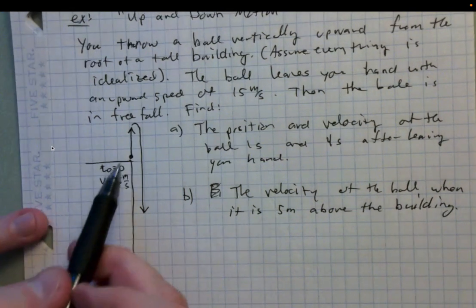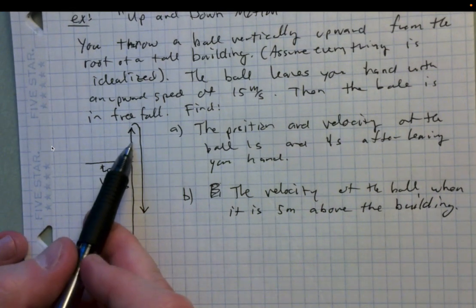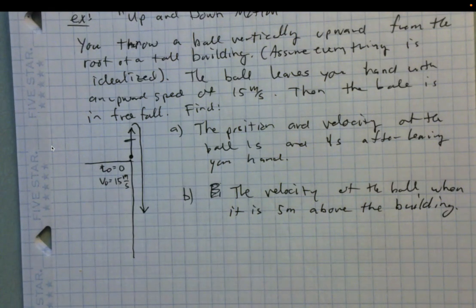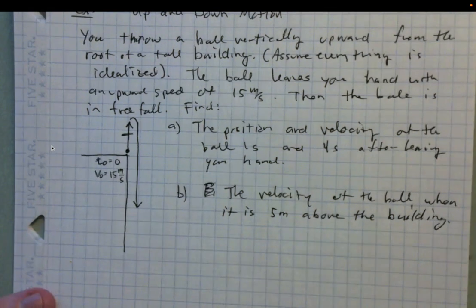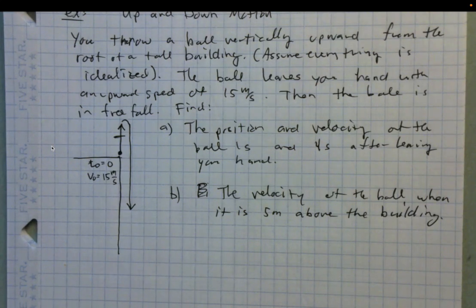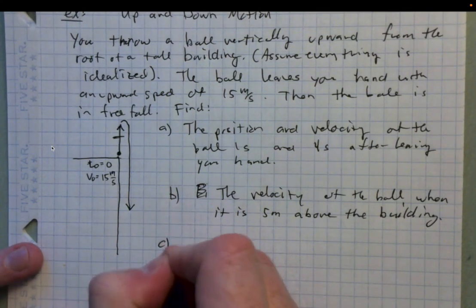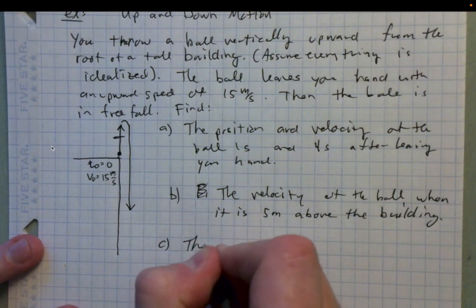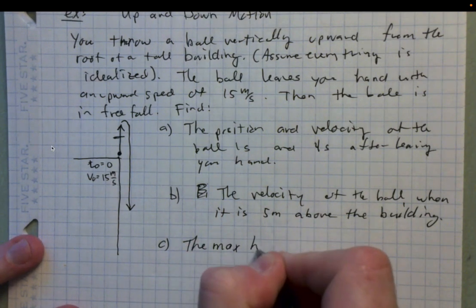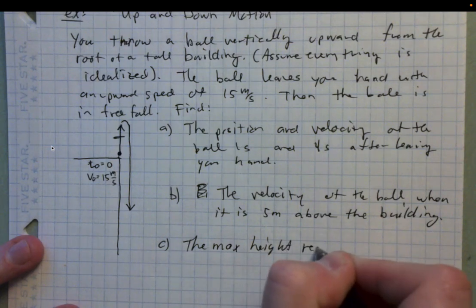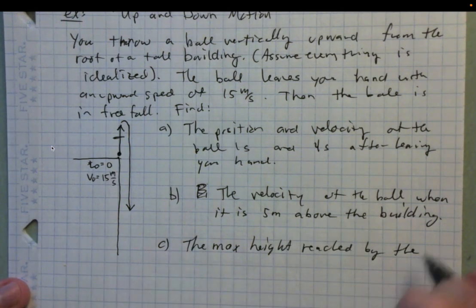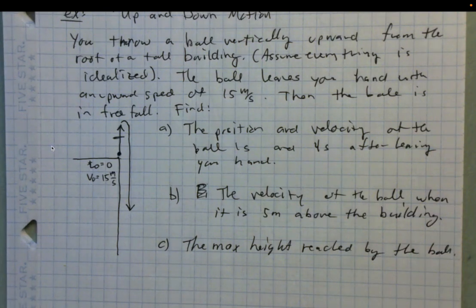Okay, so it's 5 meters above the building, so maybe that's somewhere right in there. How fast is it going in the upward direction once it's 5 meters off the top of the building? Okay, and then part C, we want to know the max height reached by the ball. The max height reached by the ball.